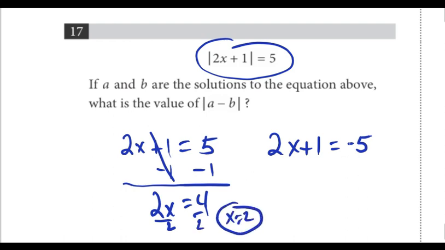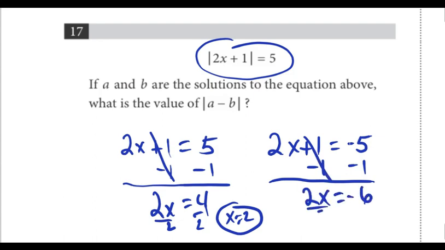And our second answer, we're going to subtract 1 from the right equation here. Those cancel. 2x equals negative 6. Divide by 2, x equals negative 3. So our answers are 2 and negative 3, so that's A and B. Really don't know which ones are A and B.